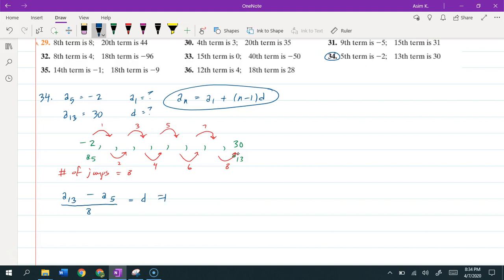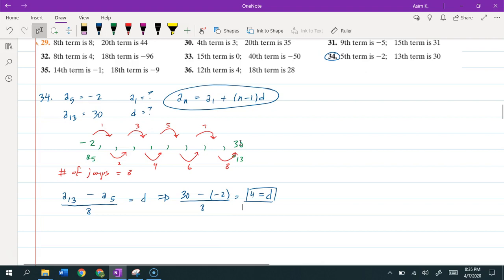So let's go ahead and try this. A sub 13 is the number 30. A sub 5 is the number -2. So look at that. 30 minus -2 actually is going to give you positive 32. Divide it by 8 and you end up with 32 divided by 8, which is 4. And so this right here is our common difference. If you don't believe me, you are welcome to keep adding 4, and by the time you get to the end, you will have reached 30, all right?